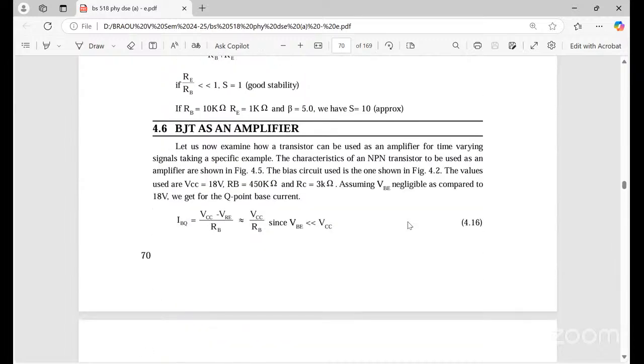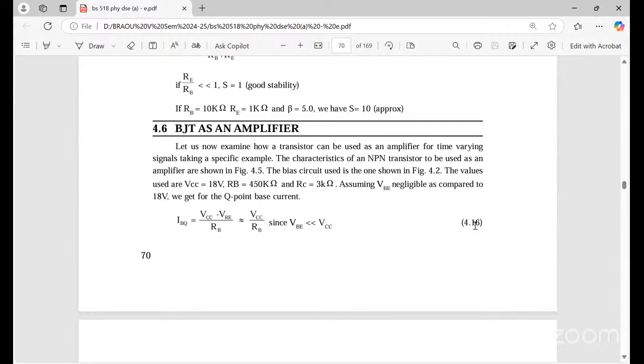Next, BJT as an amplifier. A transistor can be used as an amplifier. Amplifier means the transistor strengthens the signal. That means whenever a weak signal comes in and is fed through the transistor, it is strengthened. A weak signal may be converted into a strong signal here, that is done by an amplifier for time varying signals.